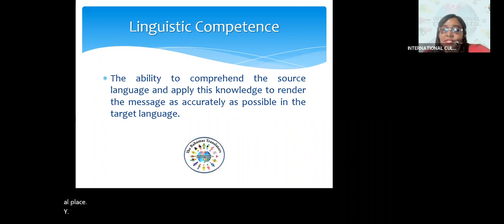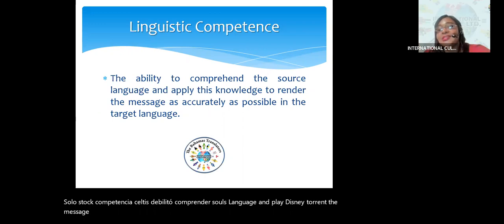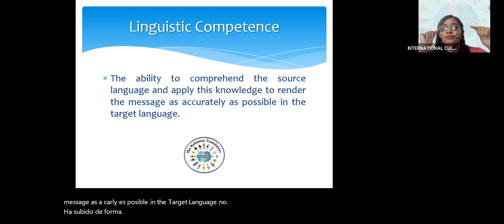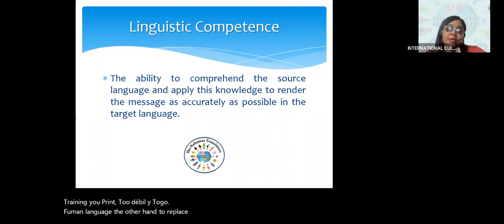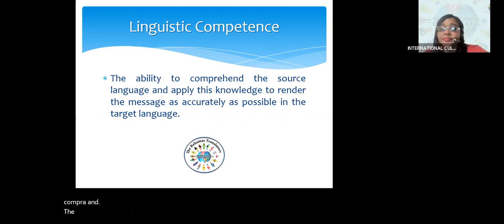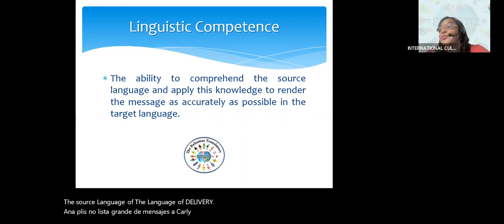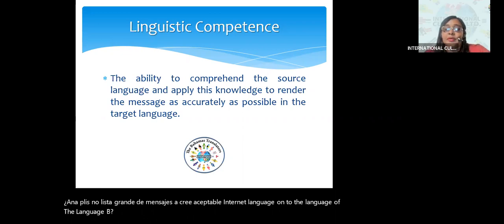So let's talk about linguistic competence. This is the ability to comprehend the source language and apply this knowledge to render the message as accurately as possible in the target language. Now, as we did before, in your mind, start replacing words. So you start training your brain to have the ability to go from one language to the other and to replace a word with another word and so forth. So the ability to comprehend the source language, or the language of delivery, and apply this knowledge to render the message as accurately as possible in the target language, or into the other language, or into language B, and so forth. Let's continue.